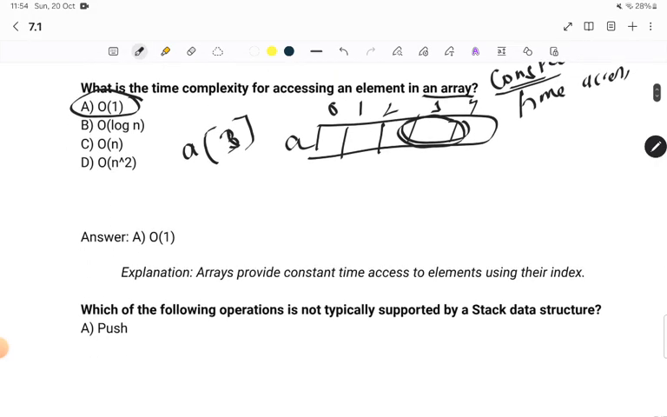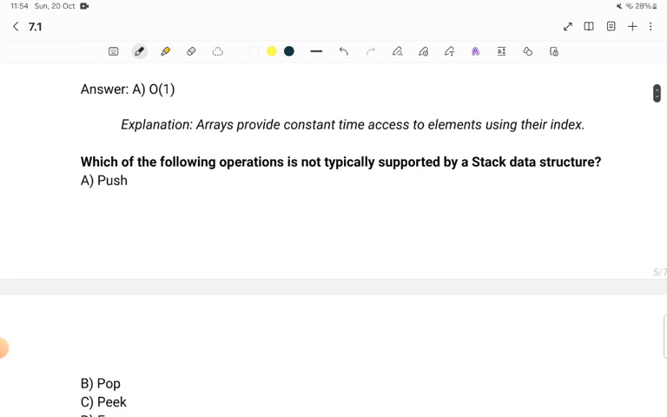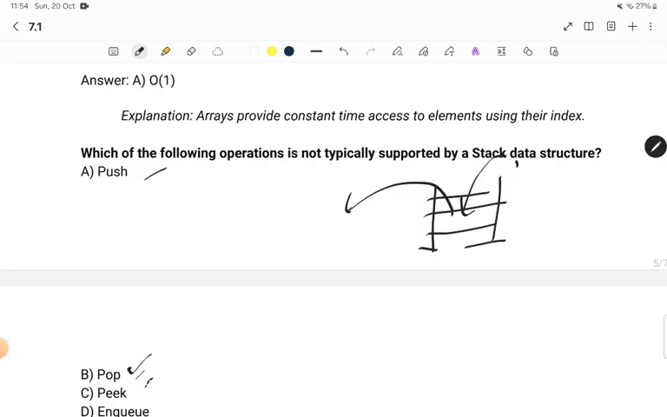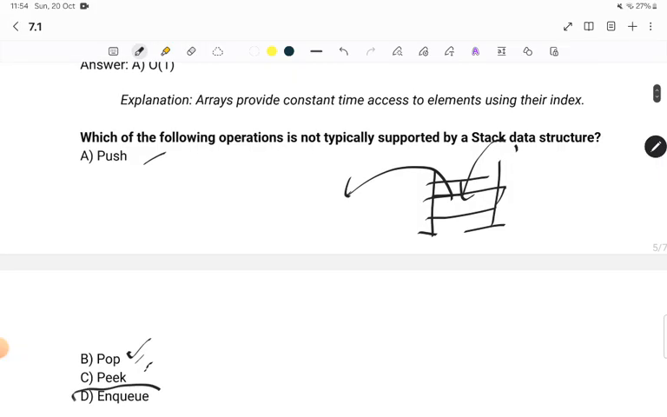Let's go to the next question. Which of the following operations is not typically supported by the stack data structure? Okay, push, yes. Pop, yes. So in a stack, what is push? Push means to insert an element. What is pop? Pop means to take out the element. Peek means to see a particular element. Okay, so the queue operation is not for stack, it is for queue. So this is the answer.